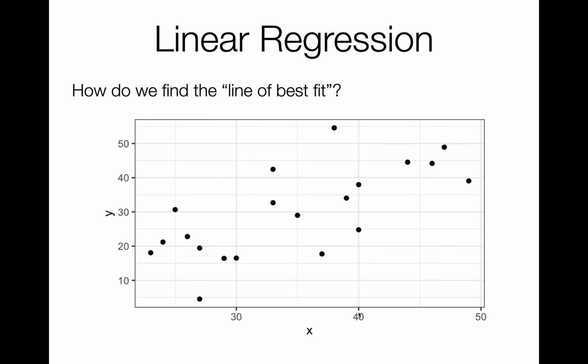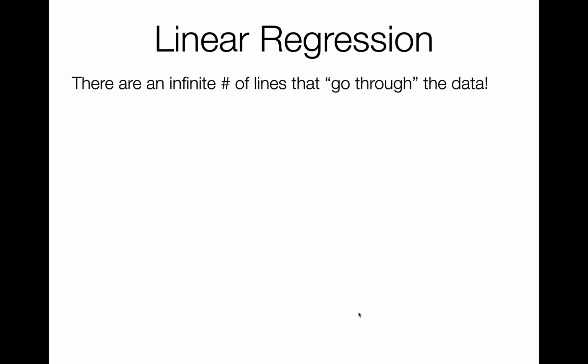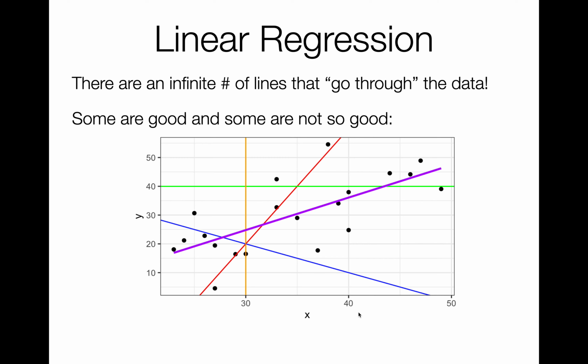How do we do that? Well, it's kind of an interesting question because I can draw an infinite number of lines that go through the data. Some are good and some are not so good. So here's a visualization. With that same data, I drew 5 lines there. Some are good, some are not so good.